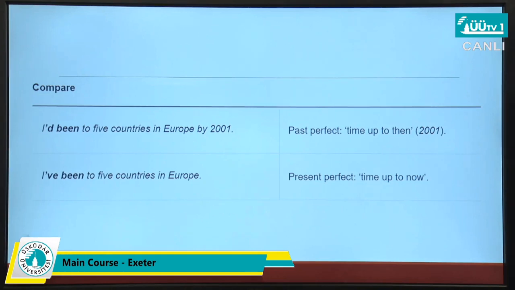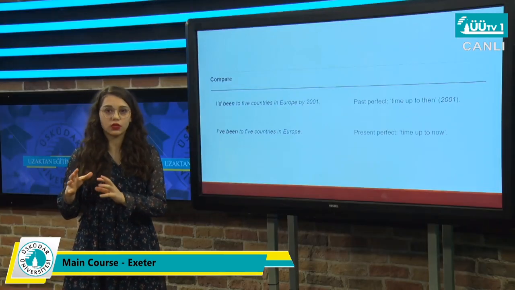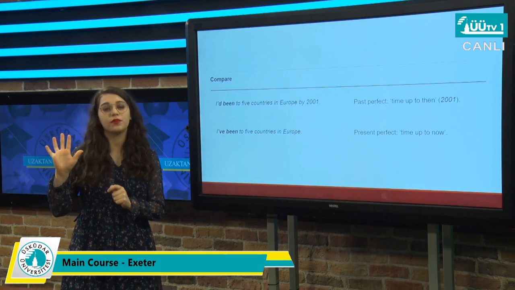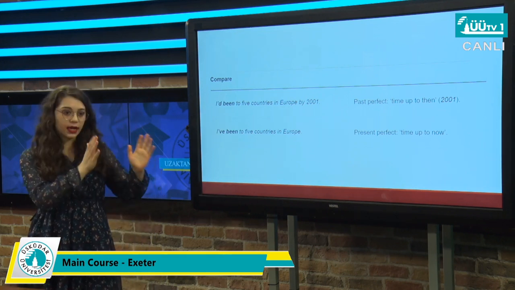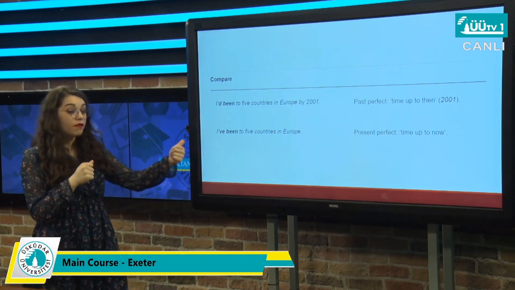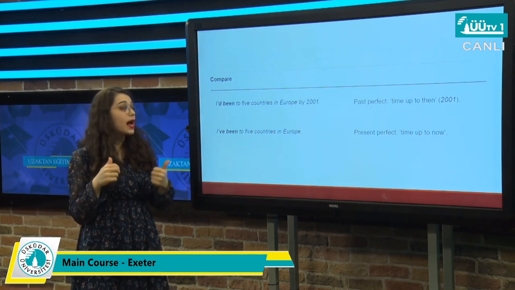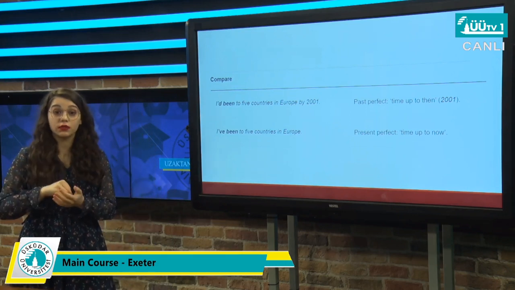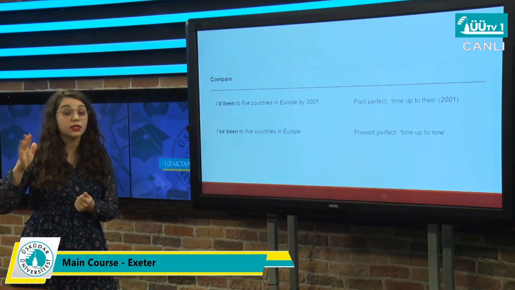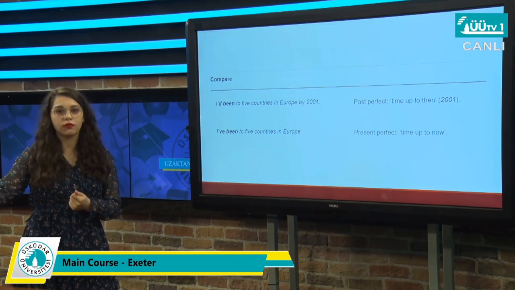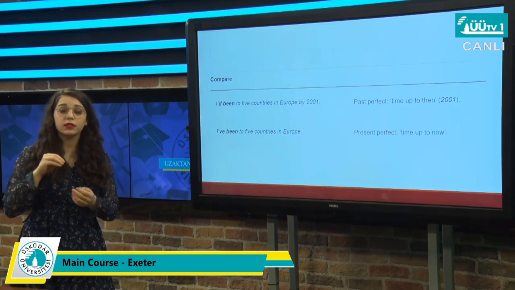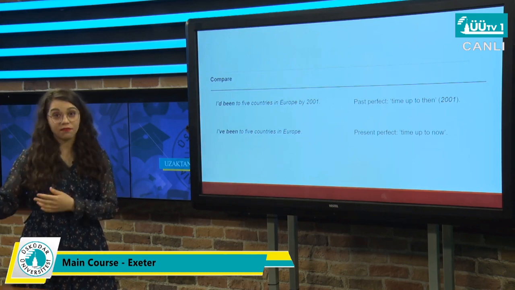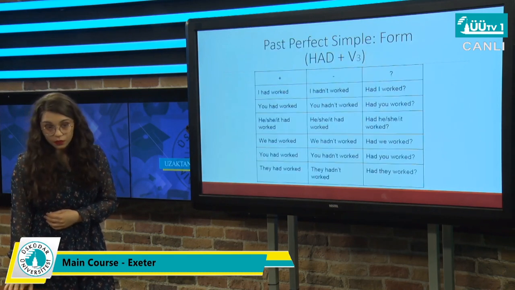So, for example, I had been to 5 countries in Europe by 2001. So it tells us that until 2001, I had been to 5 European countries, and it finished there. But when we talk about the present perfect, I have been to 5 countries in Europe. It tells us that at the moment of speaking, I have been to 5 countries, maybe I will go on, I will travel again, maybe I won't.